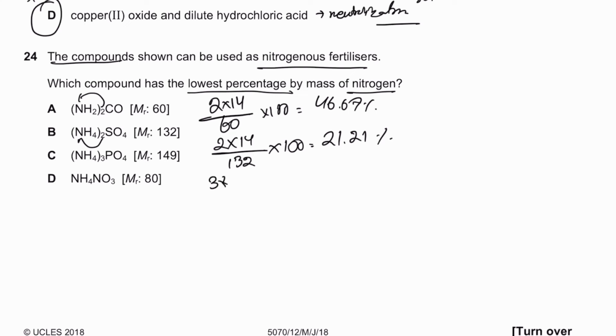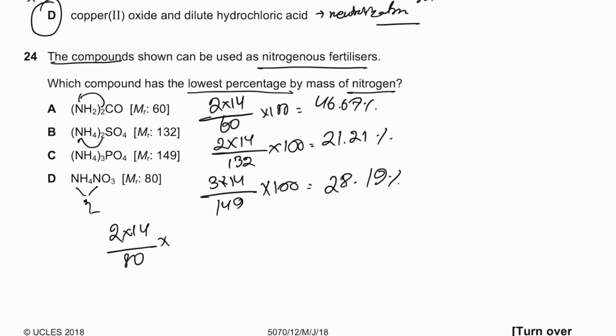Next, we have 3 nitrogen with a 149 Mr into 100. So it's going to be 3 times 14 by 149 into 100. It's going to be 28.19%. And finally, we have 2 nitrogens. So 2 times 14 divided by 80 into 100, which is going to give us 35%. So we have to find the compound with the lowest percentage of nitrogen, which is going to be this one right here. This has the lowest percentage, so this is the answer.